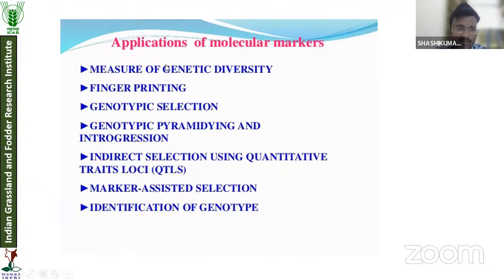These molecular markers can be used for measurement of genetic diversity. You can go for diversity analysis, because phenotypic diversity may be different from molecular level diversity. Suppose phenotypically, of two parents one is medium height and another is tall, but the tall parent may be tall because of environmental effects, such as higher nutrients, sampling error or error in the field conditions. If you go for genotypic analysis, you can clearly see the difference between the two parents. You can go for fingerprinting in varietal registration, and for genotypic pyramiding, marker assisted selection, and indirect selection using quantitative trait loci. These are all different applications of molecular markers.